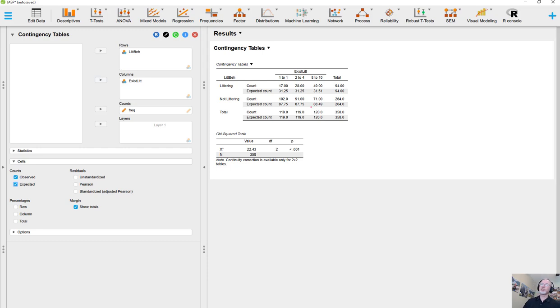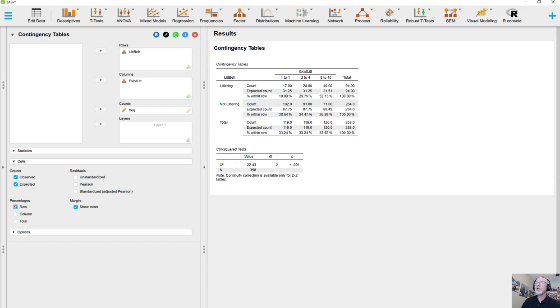It's also useful to look at percentages. I think the row percentages here would be useful. And so we basically see, if we do the row percentages, that if there was a lot of litter on the ground, then 52% of the time the participants littered. But if there was only a little bit of litter on the ground, then they only littered 18% of the time. And again, that right there tells your story.